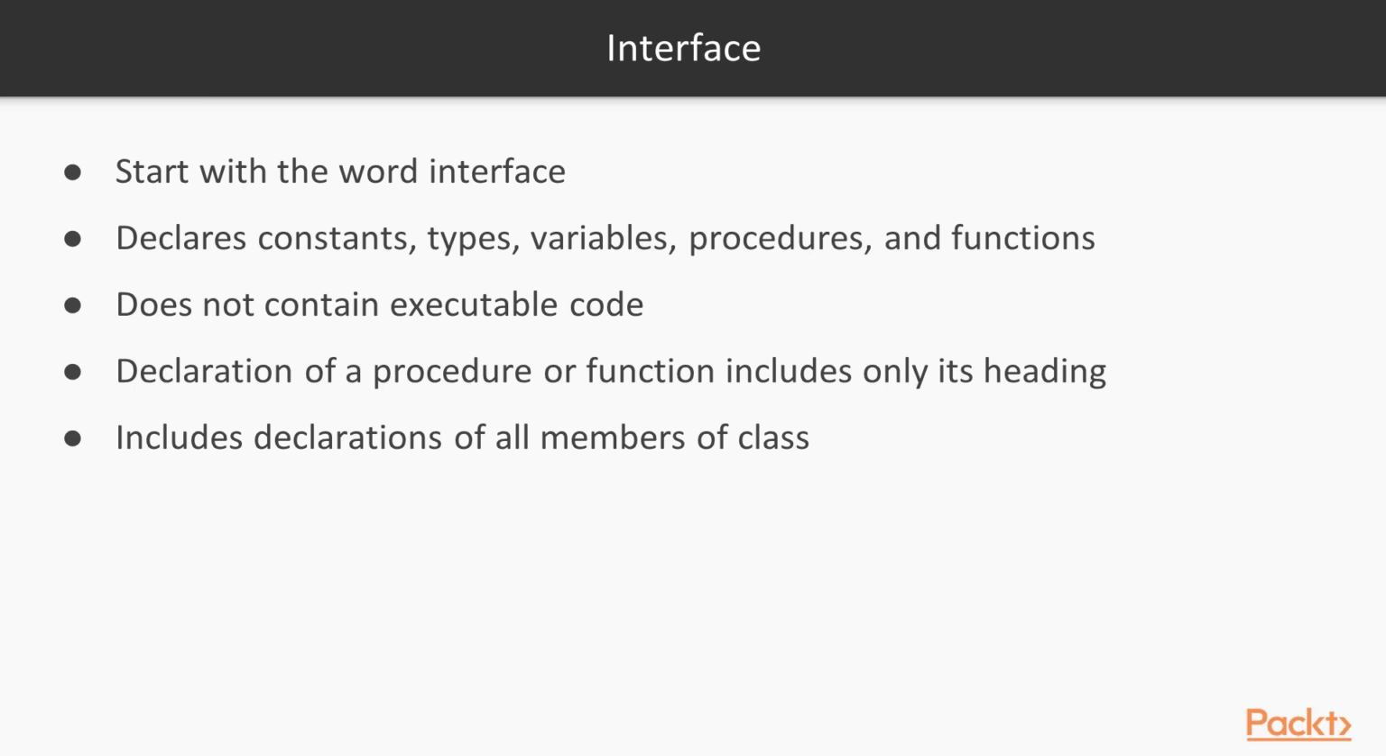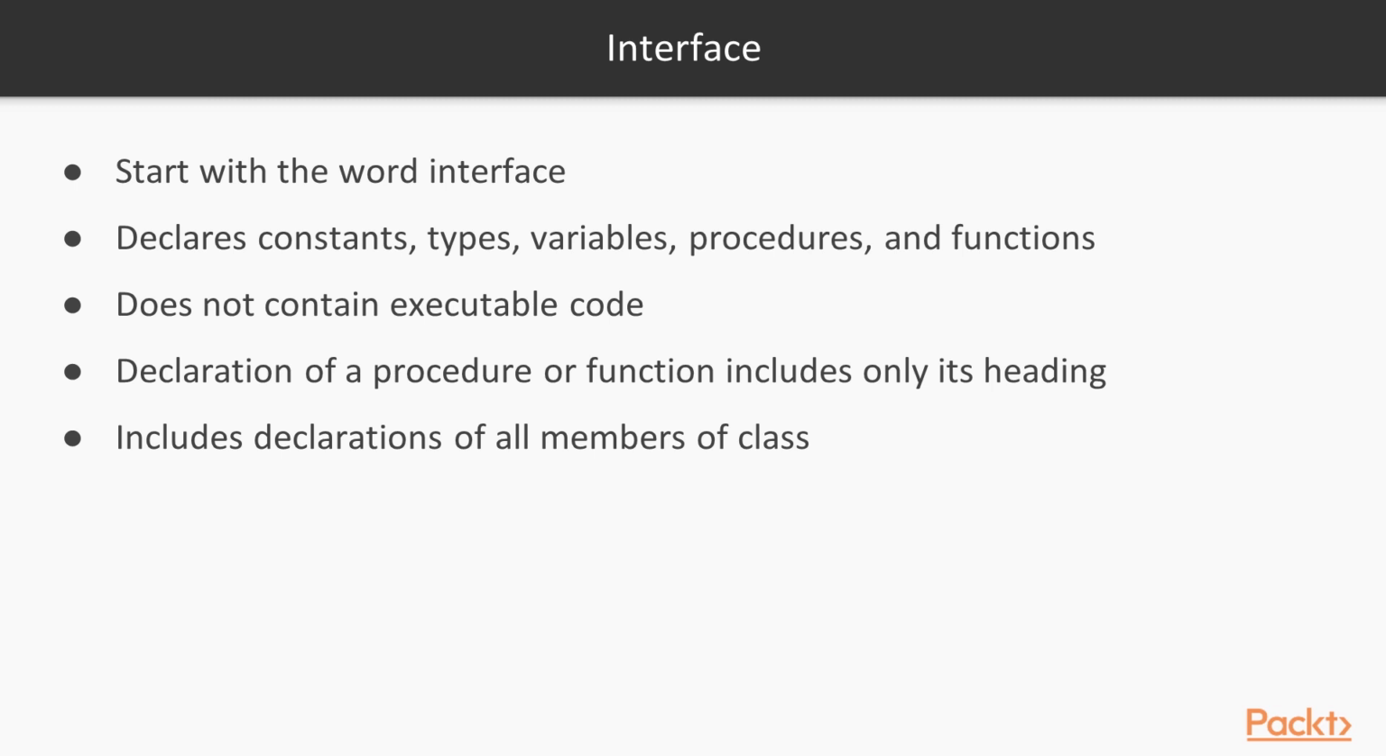The declaration of a procedure or function includes only its heading. The block of the procedure or function follows in the implementation section. The interface declaration for a class includes declarations of all its members, including the ones that are private to the class and not accessible to the code outside the declaring unit. The interface section may include its own uses section, which must appear immediately after the interface keyword.